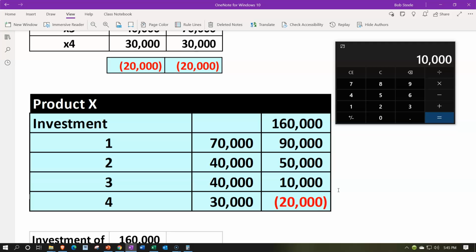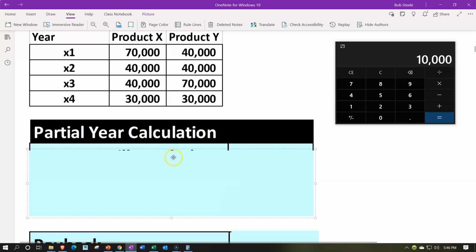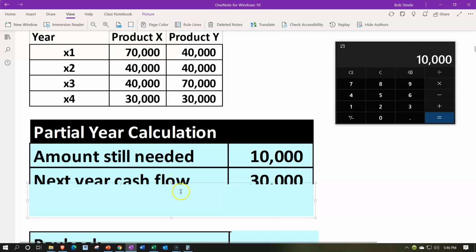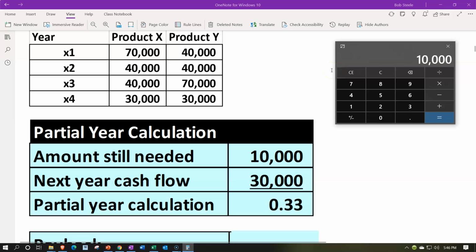Next question is when, how much of a fraction of a year did we get paid back in? Typically, the calculation for that is to take the amount still needed after the year right before we got paid back, 10,000, divide it by the 30,000, the amount that we received in year 4, imagining we received it evenly over that year. So scrolling down, it'll look like this. 10,000 over the 30,000, that'll give us the 0.33. 10,000 divided by the 30,000. 0.333 on forever, about 0.333.